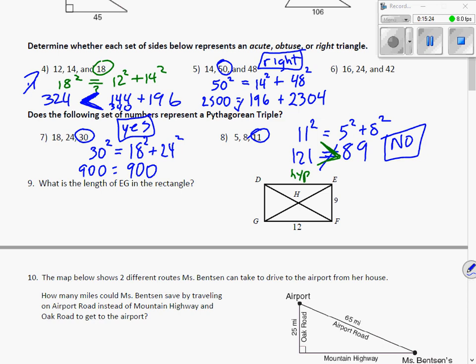Don't put yes or no on these because there's three choices. The first one was acute.